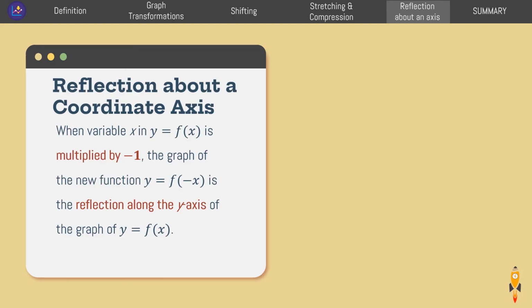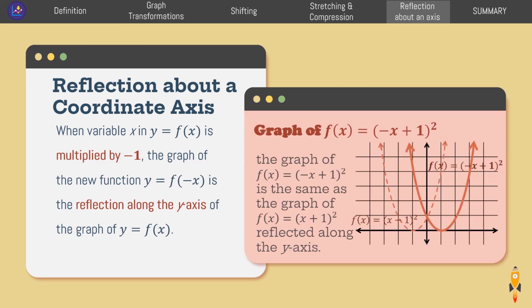When variable x in y equals f of x is multiplied by negative 1, the graph of the new function y equals f of negative x is the reflection along the y-axis of the graph of y equals f of x. Example: sketch the graph of f of x equals quantity negative x plus 1 quantity squared.